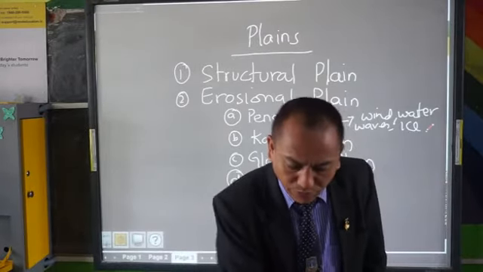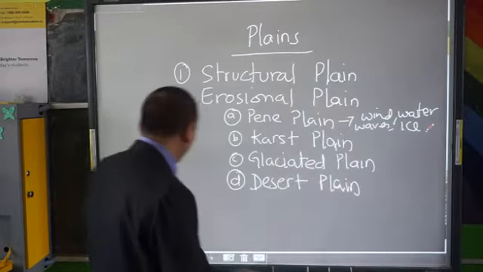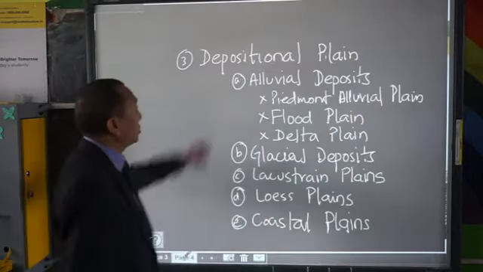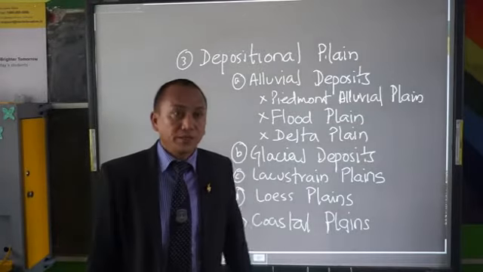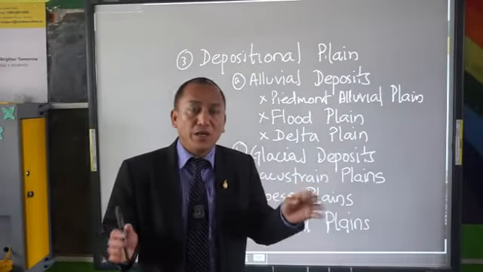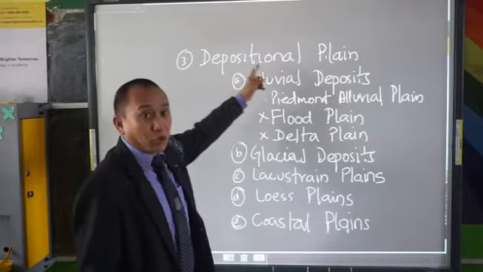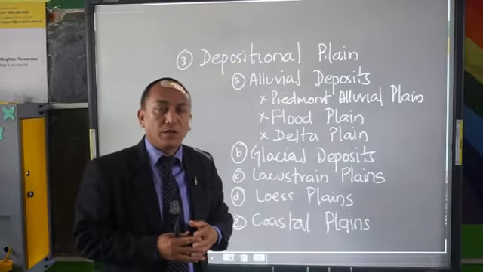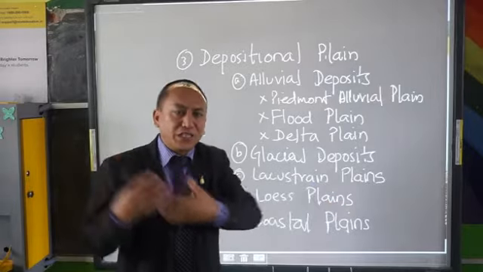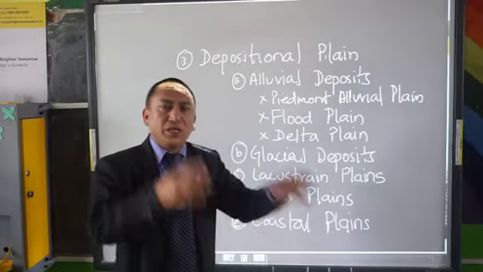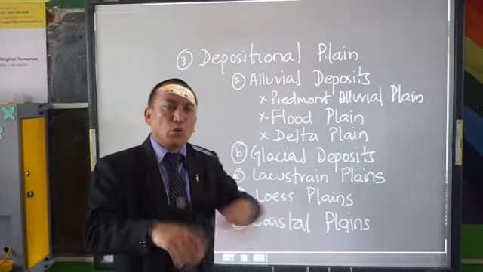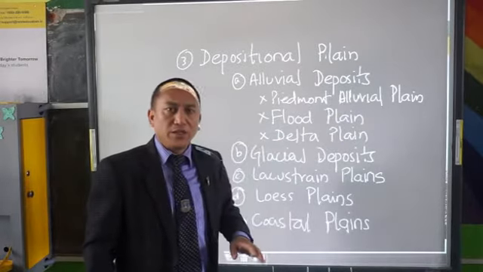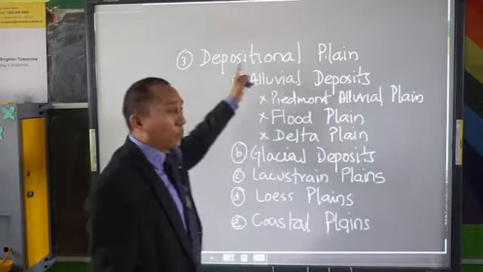Then we come to the depositional plain. What are depositional plains? This is the last part of this lesson. Depositional plains are those plains which are formed because of deposition. When the river takes down sand, mud, stones, pebbles, gravels and boulders, and they are deposited on the different phases of the river, they form a plain area which is called a depositional plain.